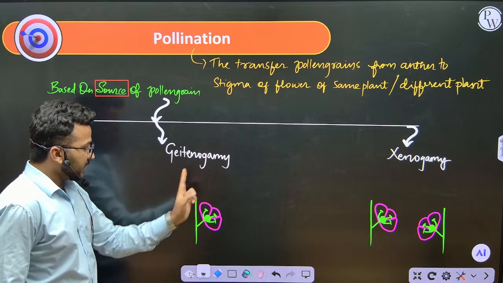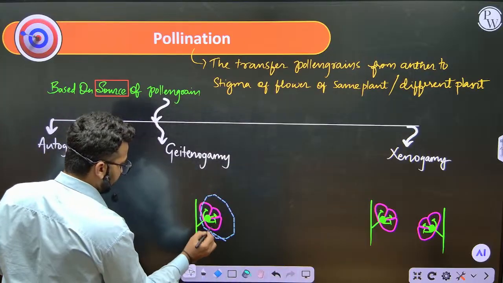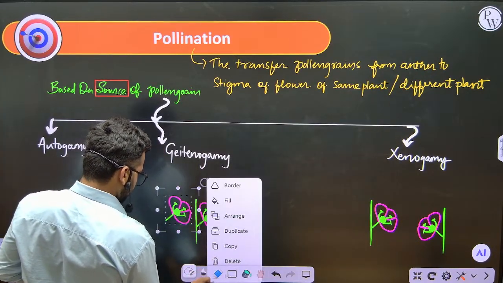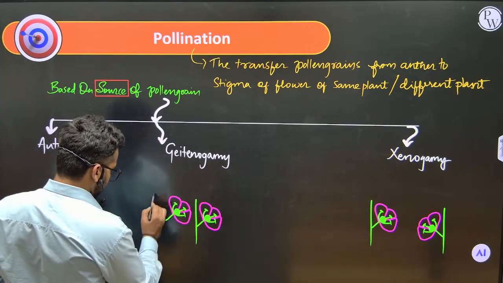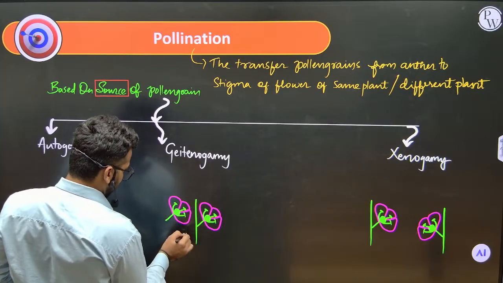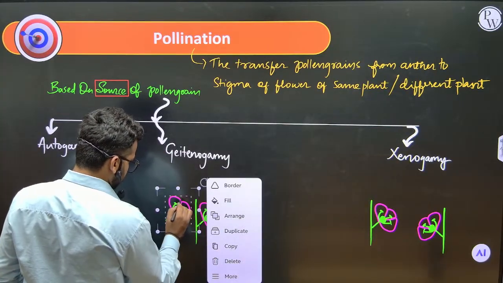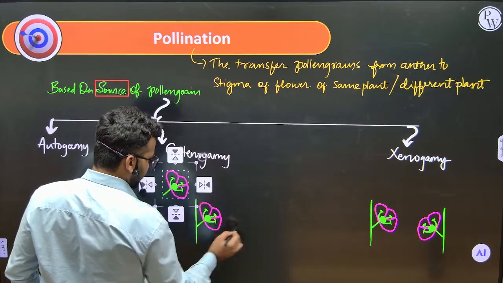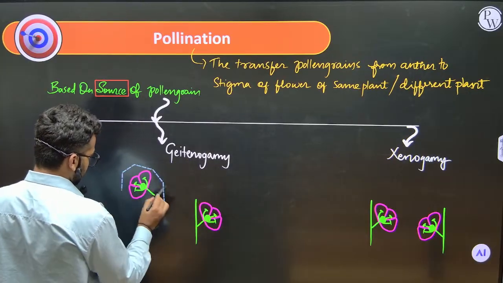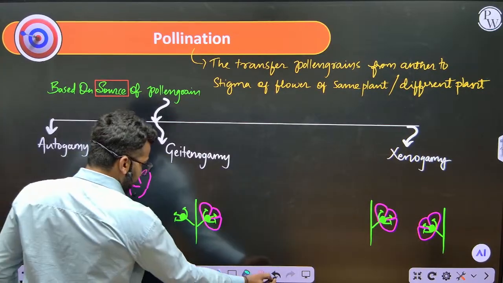Geitonogamy means it is, wait a minute, give me 2 minutes.